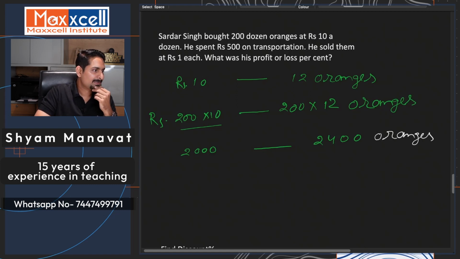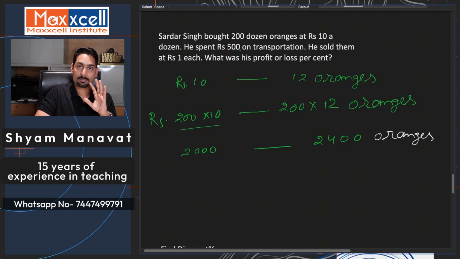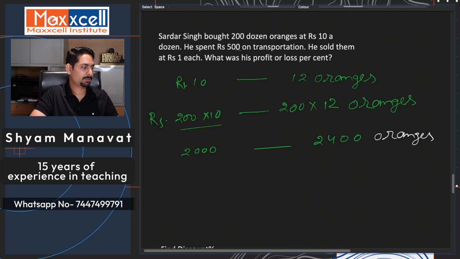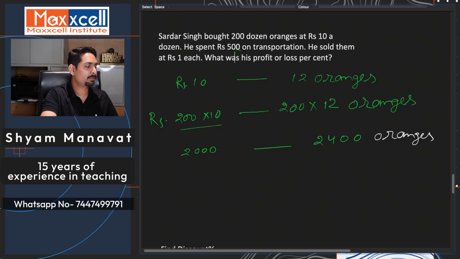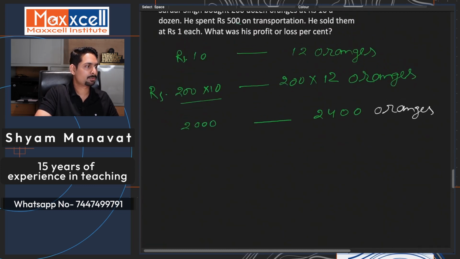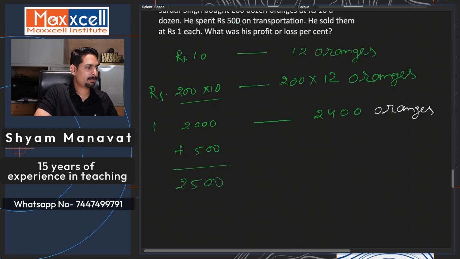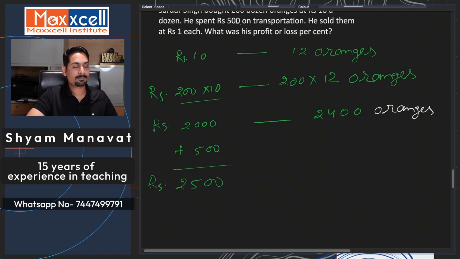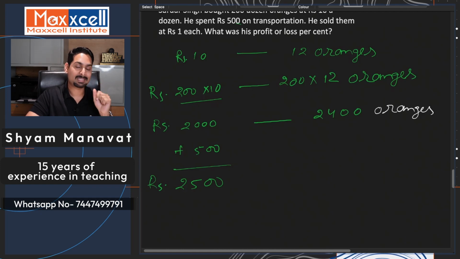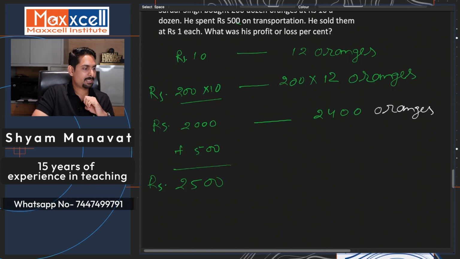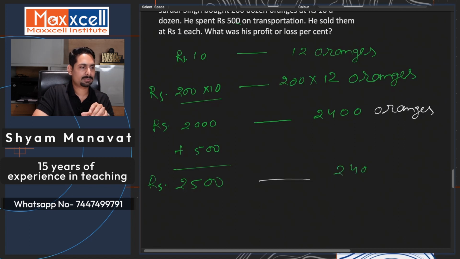Now next, he spent 500 rupees on transport. Overall, in total he is spending 500 rupees on transportation. So if I add 500 rupees here, this gives me 2500 rupees, right? Now why am I adding it to 2000? Because this is the expenditure before he sells the product, right? So 2500. Now this 2500 is still the cost of 2400 oranges, right? I hope this is clear.